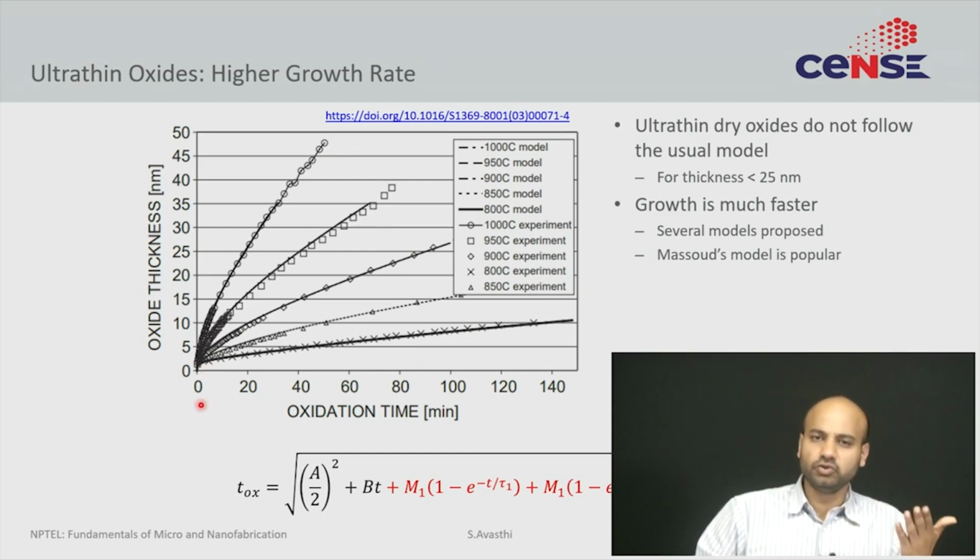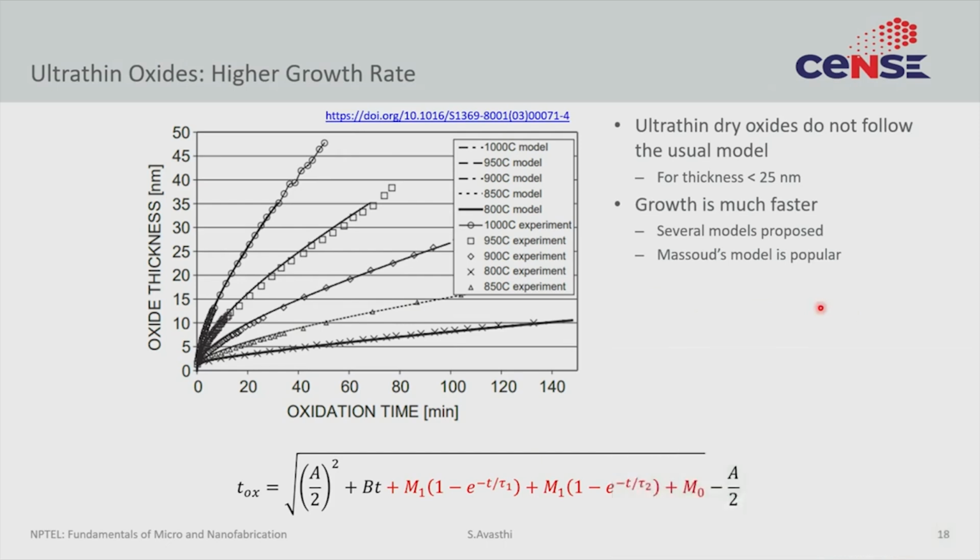This problem can be solved two ways. One is to understand what is the mechanism, and the other is to just apply a whole bunch of fitting parameters that at least accurately model the process without necessarily understanding the underlying physics. So, this is where the Massoud model was introduced and is pretty popular. Here is the equation of the Massoud model.